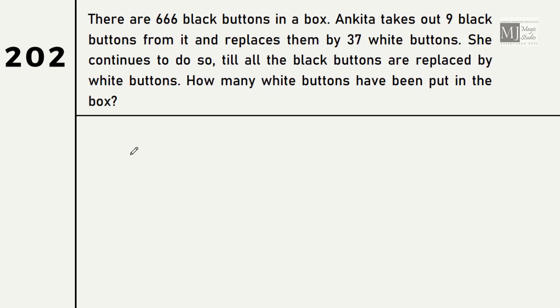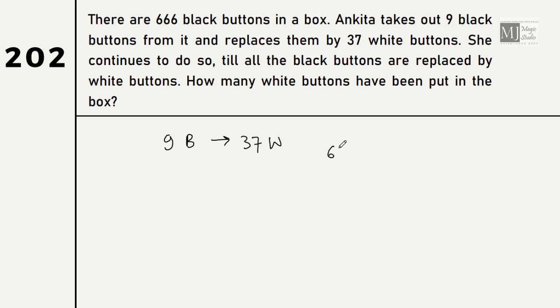There are 666 black buttons in a box. Ankita takes out 9 black buttons from it and replaces them by 37 white buttons. For each 9, now we have 37 white buttons. She continues to do so till all the black buttons are replaced by white buttons. How many white buttons have been put in the box?